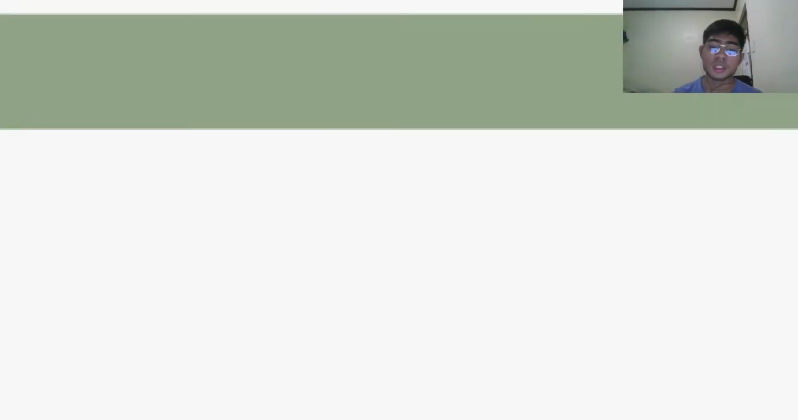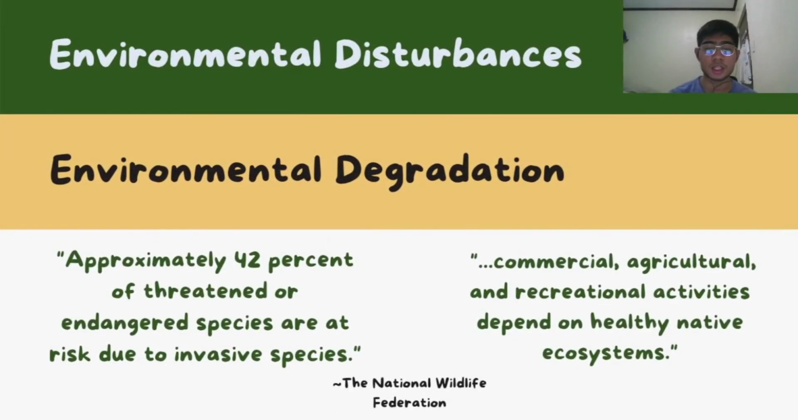Meanwhile, these terrestrial invasive species create environmental disturbances, which lead to environmental degradation, wherein the general health of the environment is at risk and being threatened. Human activities will be heavily affected once the native ecosystem is being brought down by these invasive species.